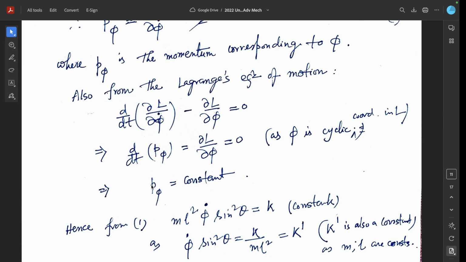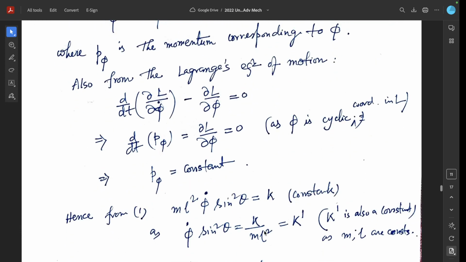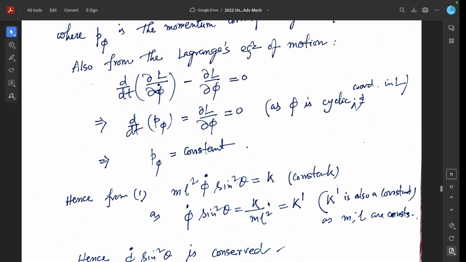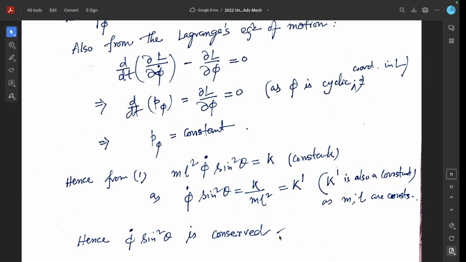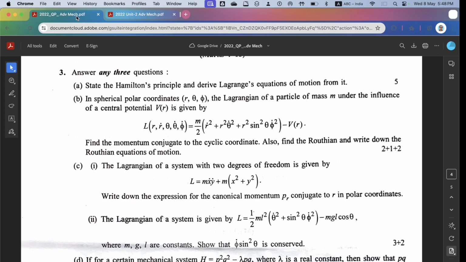So p phi equals a constant. Now, p phi equals m l squared phi dot sin squared theta, so this equals a constant k. Then phi dot sin squared theta equals k by m l squared. Now, m and l are both constants, so k by m l squared is a new constant k dash. So obviously, phi dot sin squared theta is also constant. So this comes out here.